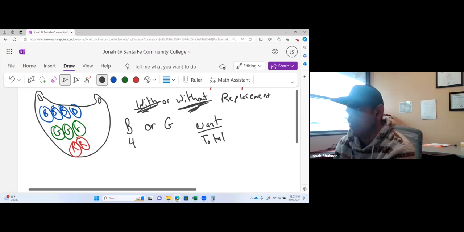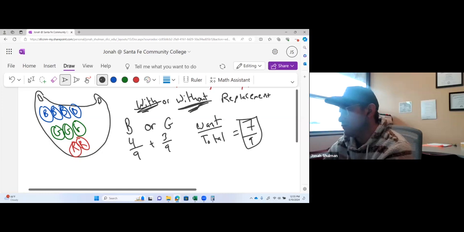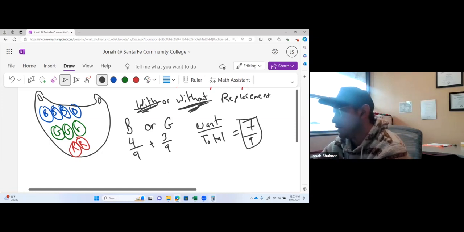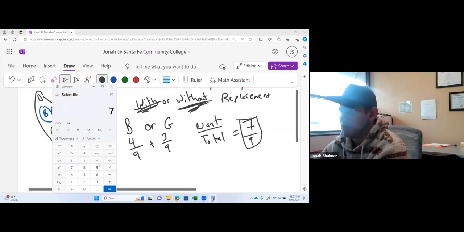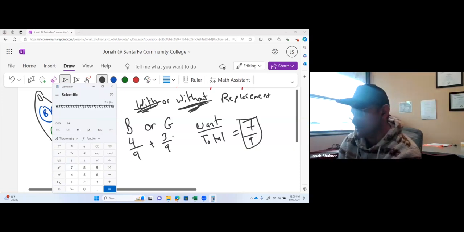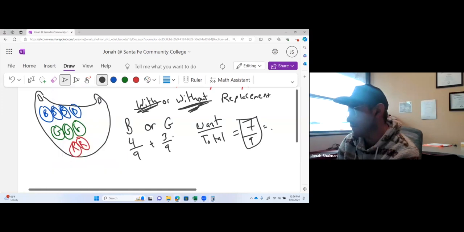Did they really do 9? What a weird number. Sorry. And green, we have 1, 2, 3. So that's 3 out of 9. So our final answer for this one is 7 out of 9. And then if we want to change this into a decimal, I can just do 7 divided by 9. We have 0.78 because we got to round up, or 78%.